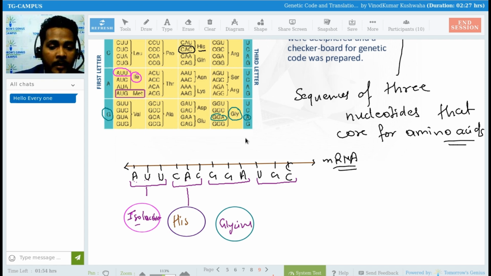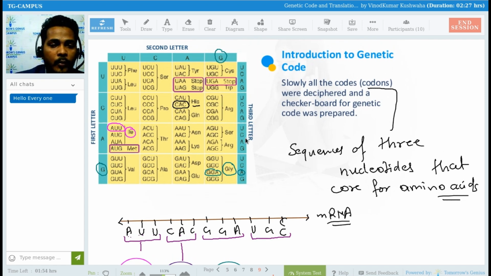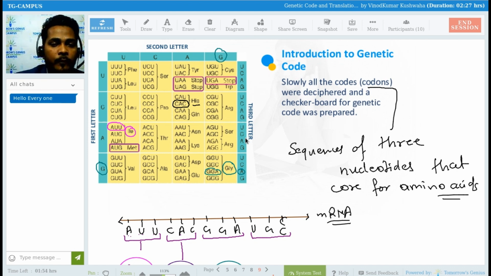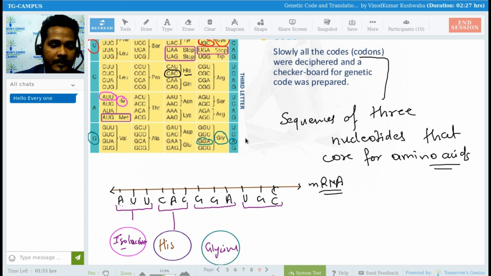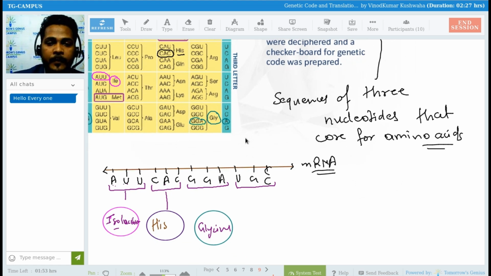Similarly, you can refer to another code like UGC. How will you refer to UGC? Again, you have to go to U. U is over here, the first letter. Then you go to G, which is the second letter, then C, so it should be here. So UGC means this, and what is the code of this? Cysteine, right? As also mentioned in that.